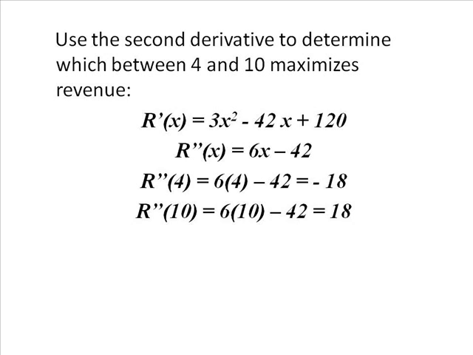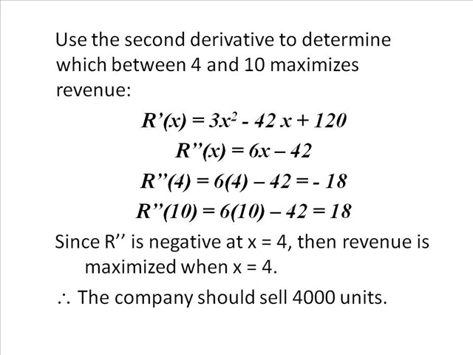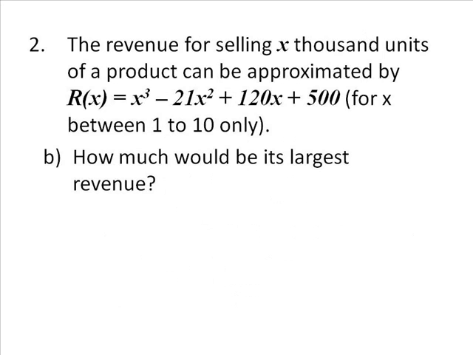Evaluate the second derivative using the two critical values. R double prime of 4 will have a value of negative 18, and the R double prime of 10 will give a value of positive 18. Since the R double prime is negative at X equal to 4, then revenue is maximized when X is at 4. This means that the company should sell 4,000 units.